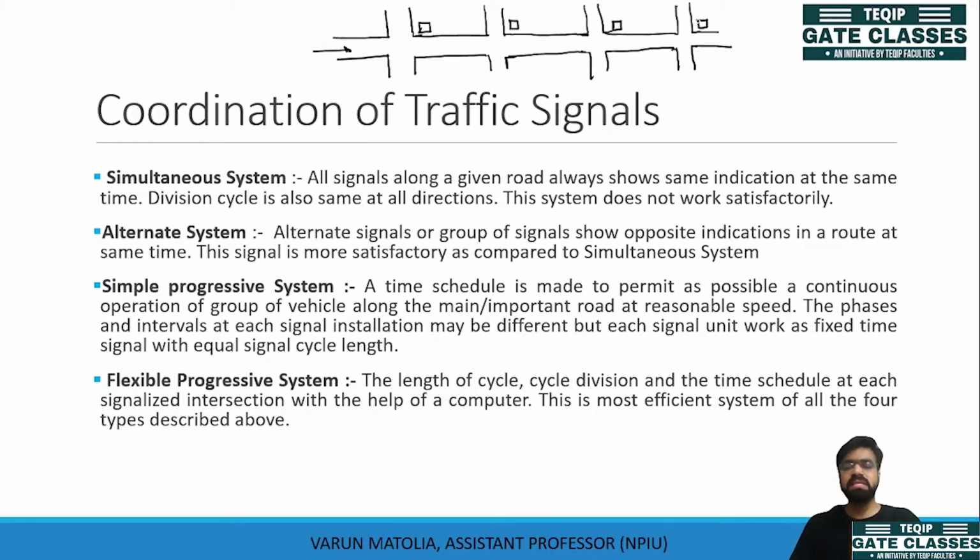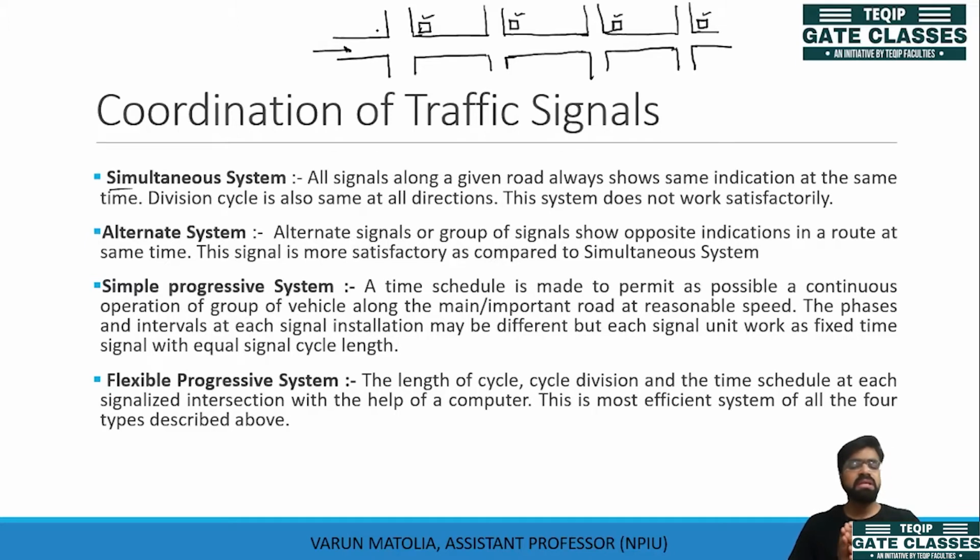First type of arrangement can be the simultaneous system. Simultaneous system says all the signals along a given roadway always show the same indication at the same time. Means if at a particular time this signal turned green, this will also be green, this will also be green, and this will also be green. Means the complete stretch will have a green time. The division cycle for different intersections, or different phases of the intersection, may be different, but for the direction it is the same.